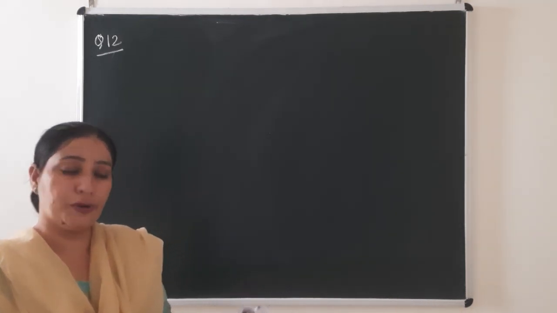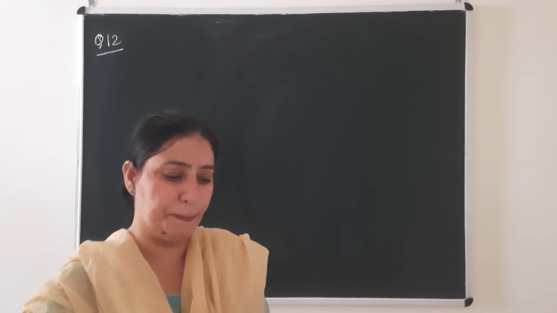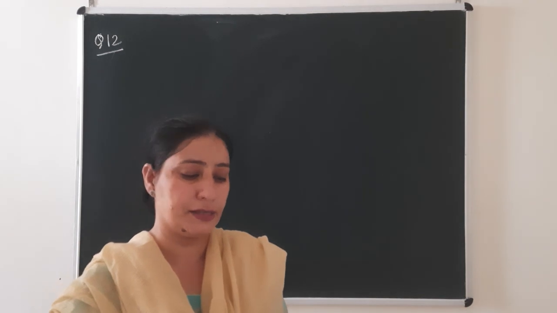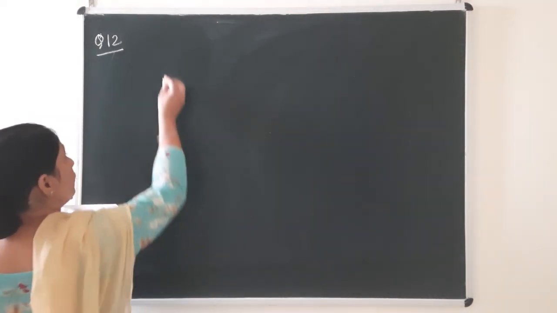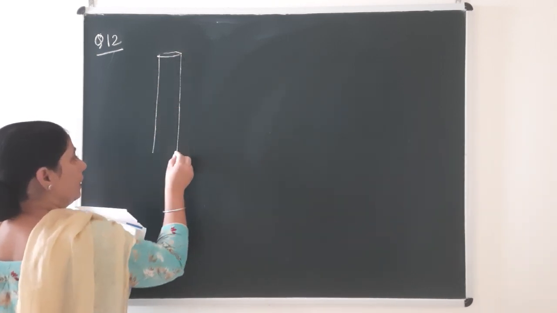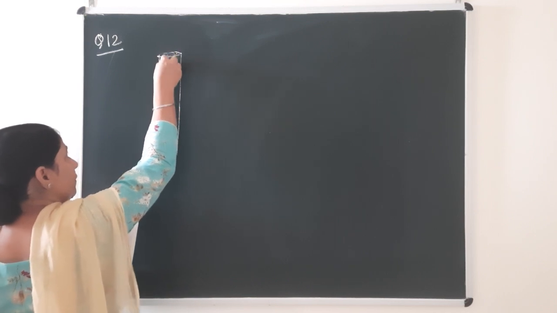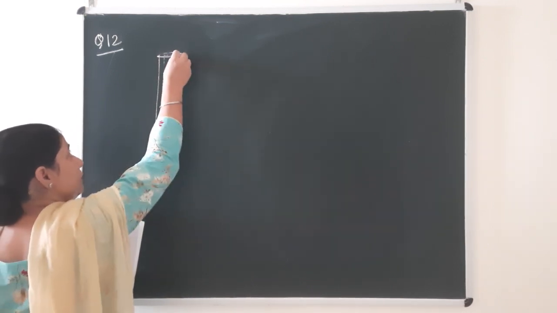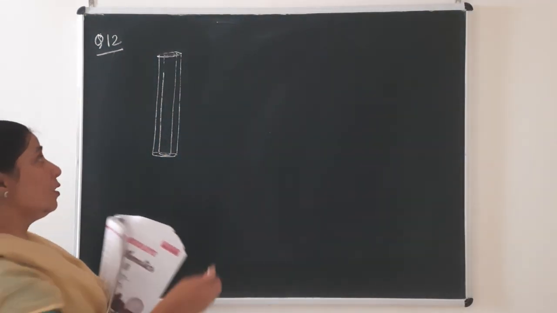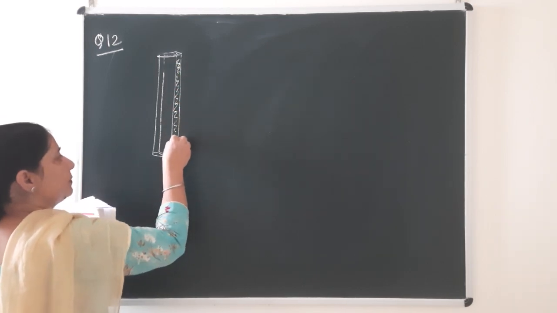Let's start with question number 12 now. The internal and the external diameter of a steel pipe of length 140 cm are 8 cm and 10 cm respectively. So what do you have, beta? We have a steel pipe like this. The pipe is hollow from inside. This part is the steel.